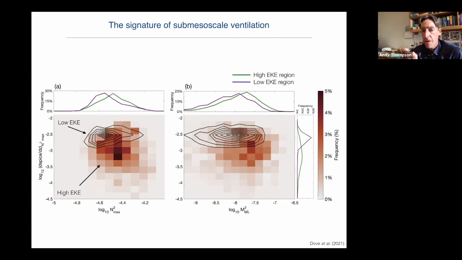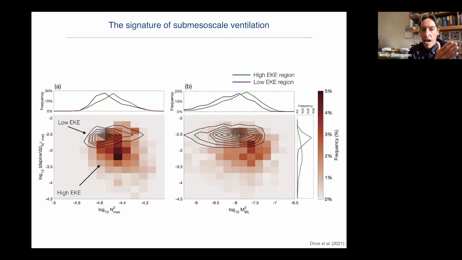Because if you look on the right panel now, I've replaced N squared with the horizontal density gradient in the mixed layer. And you do indeed see that in the high eddy kinetic energy region you have stronger horizontal buoyancy gradients. Now, what you see on the y-axis in these plots is a vertical gradient of spice. So this is essentially a passive tracer measured at the depth of what we sort of assume is the base of the mixed layer, so where N squared is strongest.